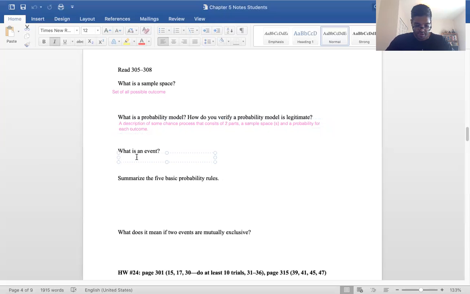All right, what is an event? It's any collection of outcomes from a chance process. An event is a subset of the sample space.